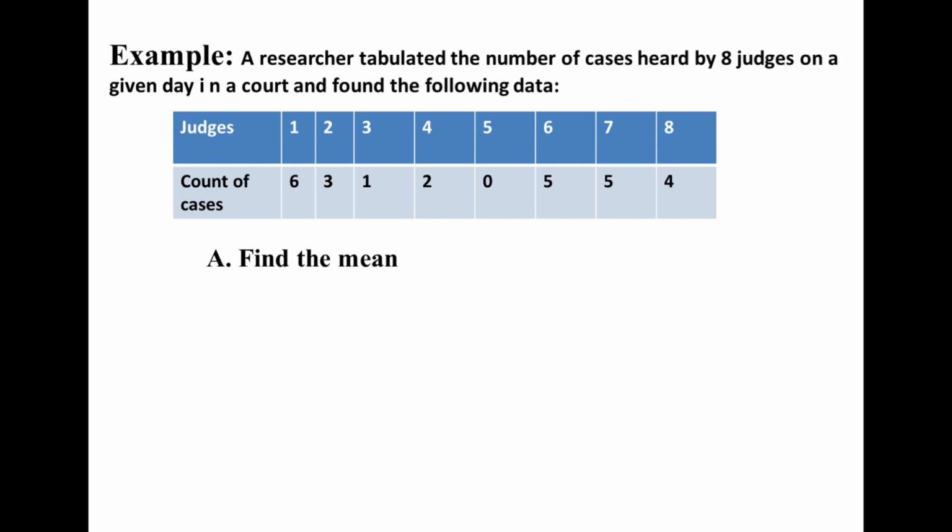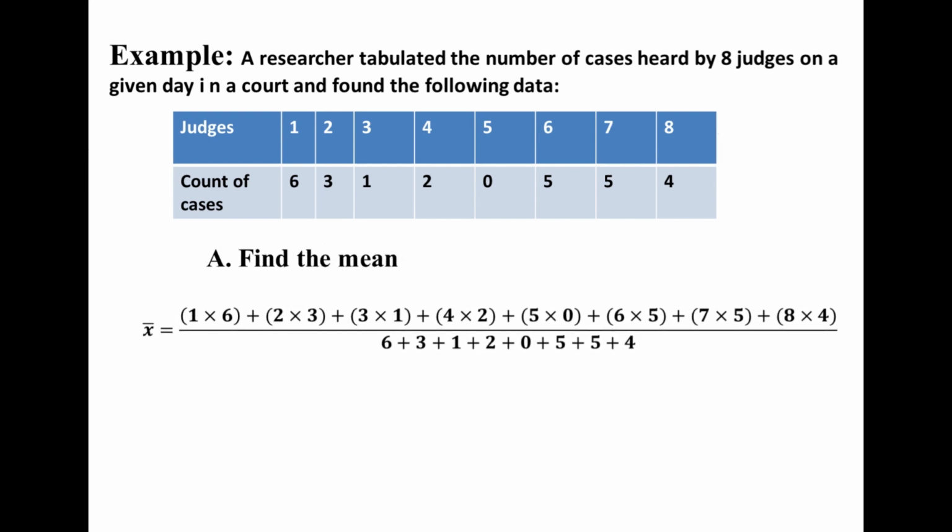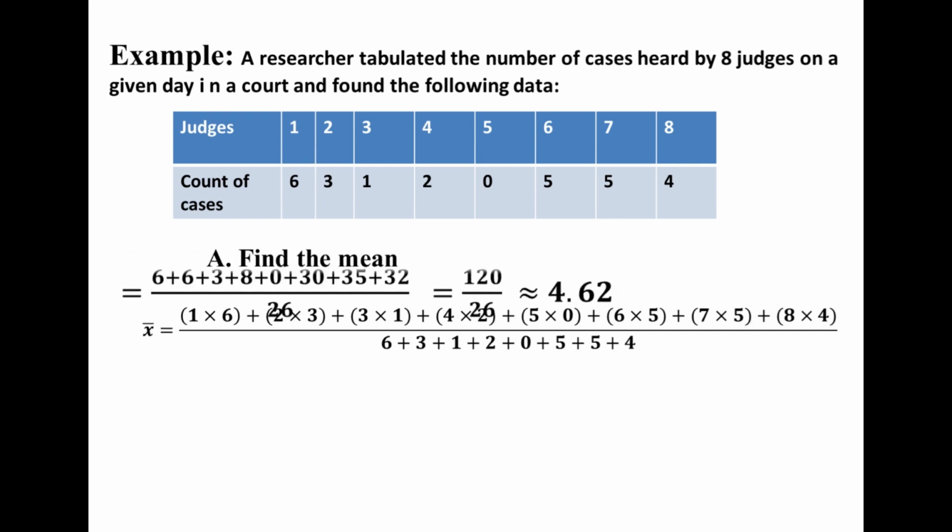Then find the mean. Mean equals 1 times 6 plus 2 times 3 plus 3 times 1 plus 4 times 2 plus 5 times 0 plus 6 times 5 plus 7 times 5 plus 8 times 4 all over the sum of the frequencies: 6 plus 3 plus 1 plus 2 plus 0 plus 5 plus 5 plus 4.